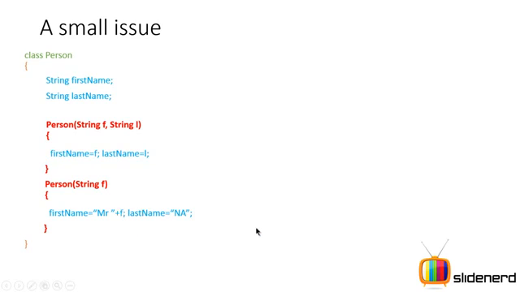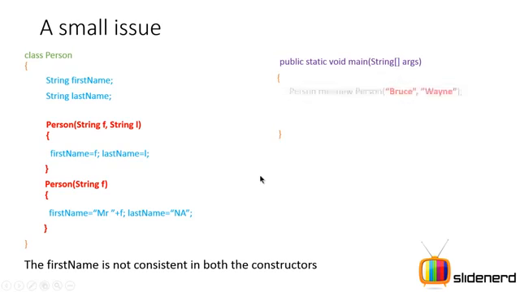And if you notice something, this is the weird problem. The first name is not consistent in both the users, which means if someone says Person me equals new Person("Bruce", "Wayne"), in that case this constructor will be called, which has string F and string L. So firstName becomes Bruce, the lastName becomes Wayne. But if someone says Person U equals new Person("Bruce"), in that case the firstName becomes "Mr. Bruce", because Bruce goes inside string F, and that F is added to "Mr. ". So what we have is the first name getting different values in both places.